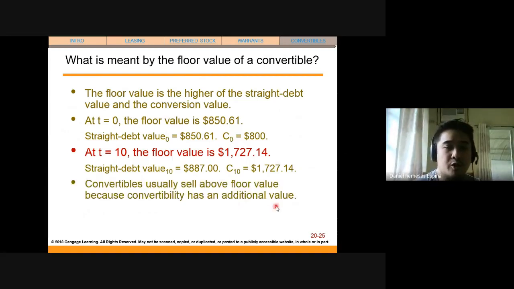Convertibles usually sell above floor value because convertibility has an additional value. So although we set the floor value, convertibles are usually sold at above those floor values because the investors see the conversion as an additional value.